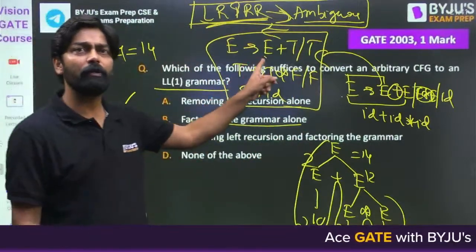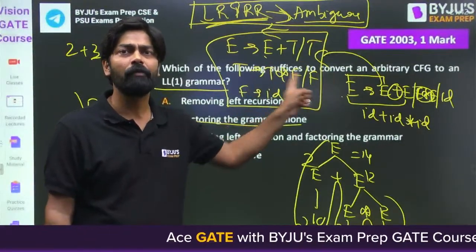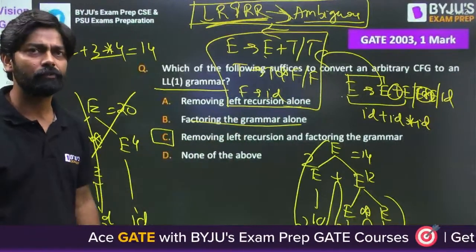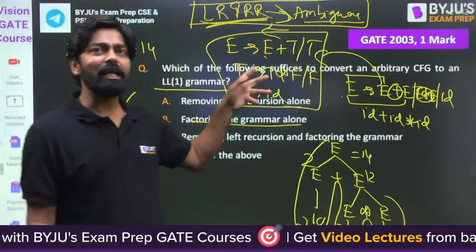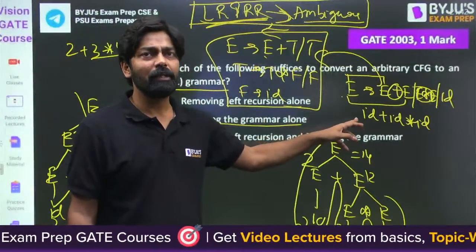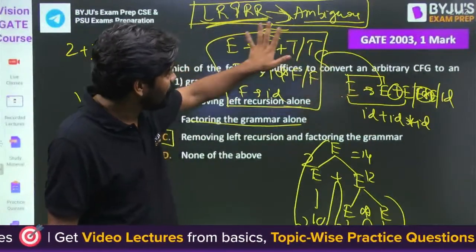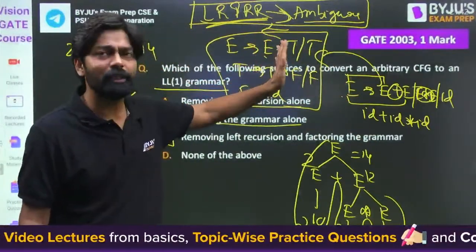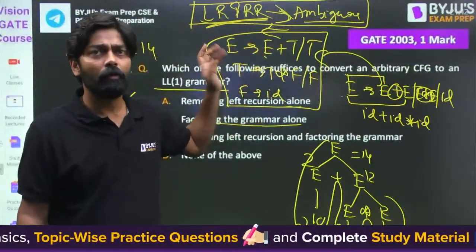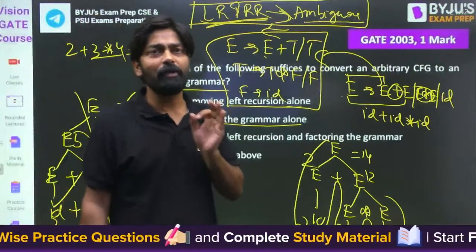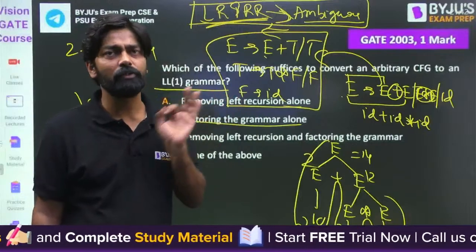Because we have only one parse tree for this one: E goes to E plus T oblique T, T goes to T star F oblique F, and F goes to ID. For any ambiguous grammar, you might be able to convert it to an unambiguous grammar, but there is no algorithm to convert every ambiguous grammar into an unambiguous grammar. There is no algorithm that exists.